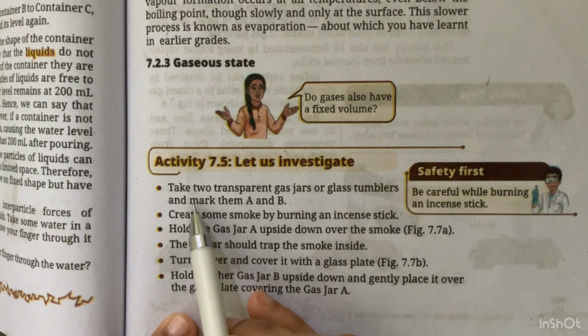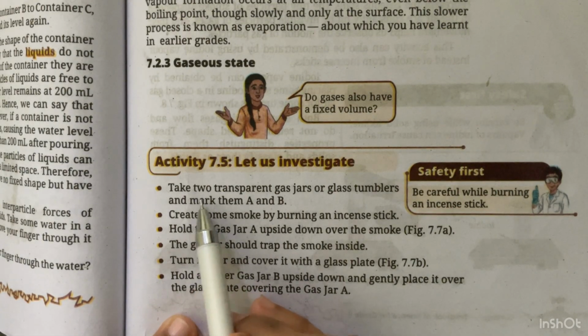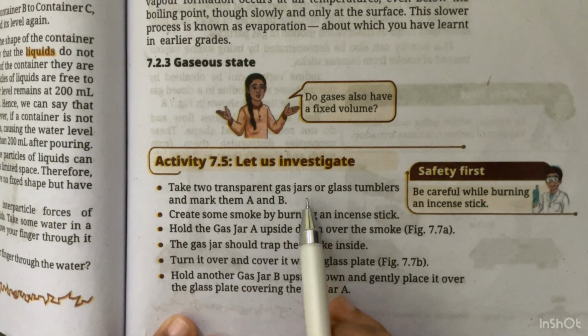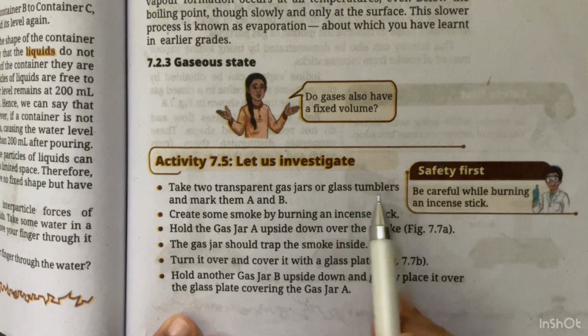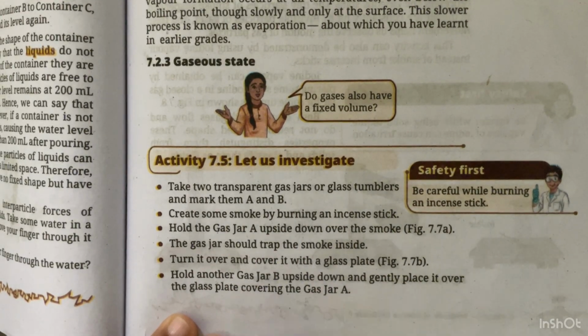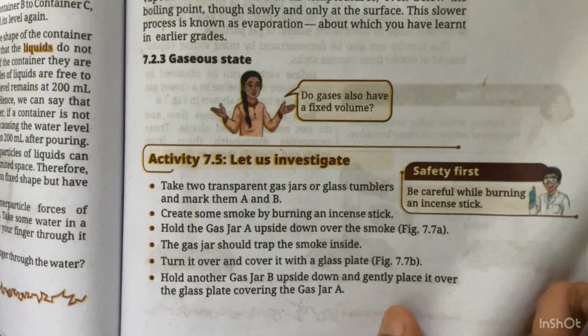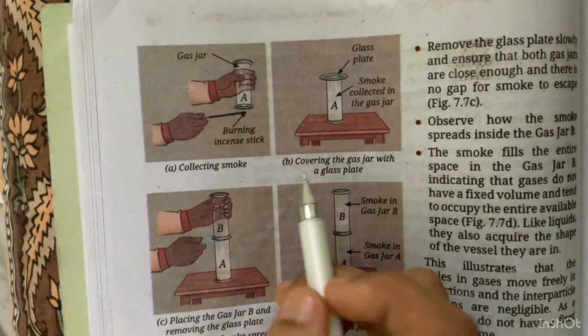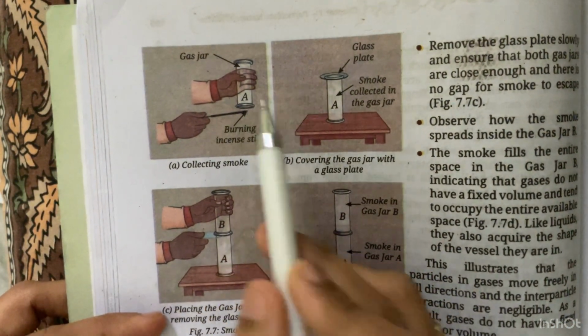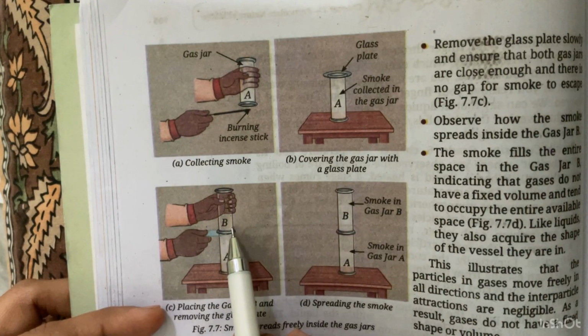In this investigation, what do we need? Take two transparent gas jars, or we can say glass tumblers, and mark them A and B. Let me show you the picture. We need to take this kind of jars and label one A, and the other, as shown here, we label B.